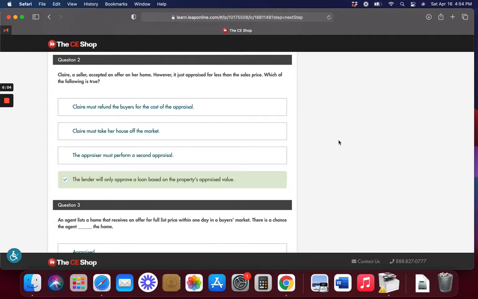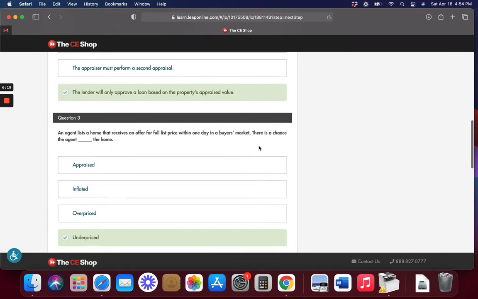It's tempting, but don't do it. They either accept what you give them, whatever the market is, or let them go get somebody else. All right, the lender is only going to approve a loan based on the appraised value. Just as simple as that.